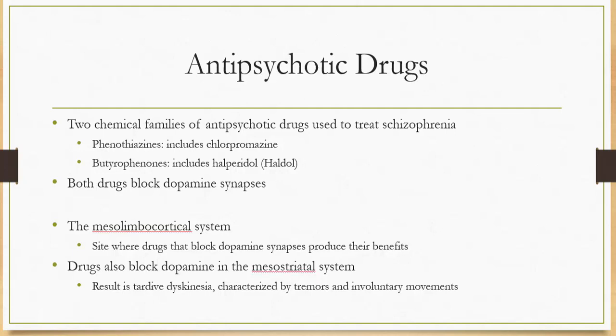So the tardive dyskinesias, they have involuntary movements, like their arm keeps moving up and down and they can't stop it, or their tongue keeps moving around and around and they can't stop it, or they had serious tremors.